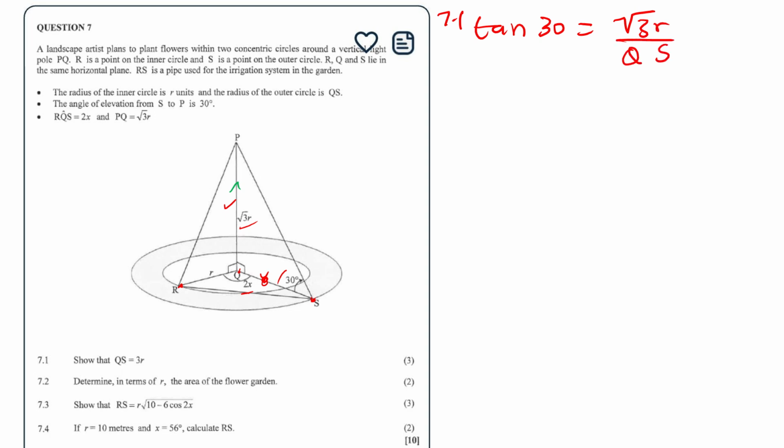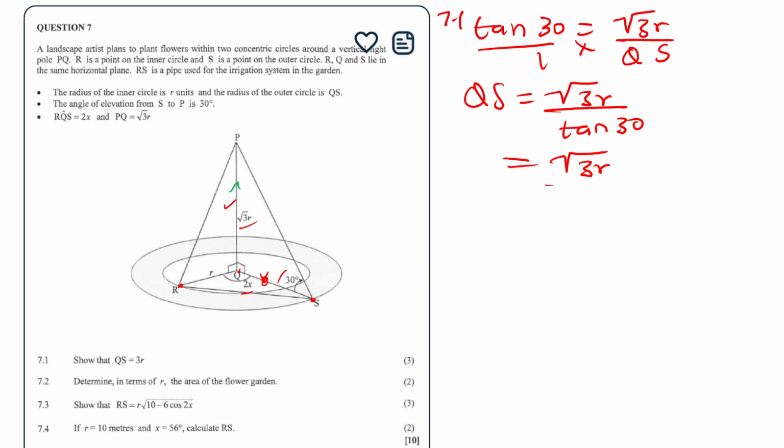Therefore, over 1, we can cross multiply. Therefore QS is equal to root 3 r over tan of 30. Very good. Therefore root 3 r over tan of 30, where tan 30 is equivalent to 1 over root 3. Now you can simplify that, and you'll get your answer as 3r. Very good. And now for 7.2.